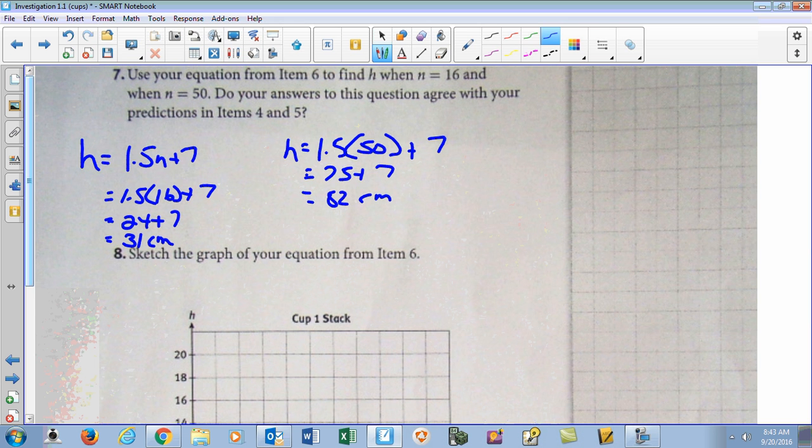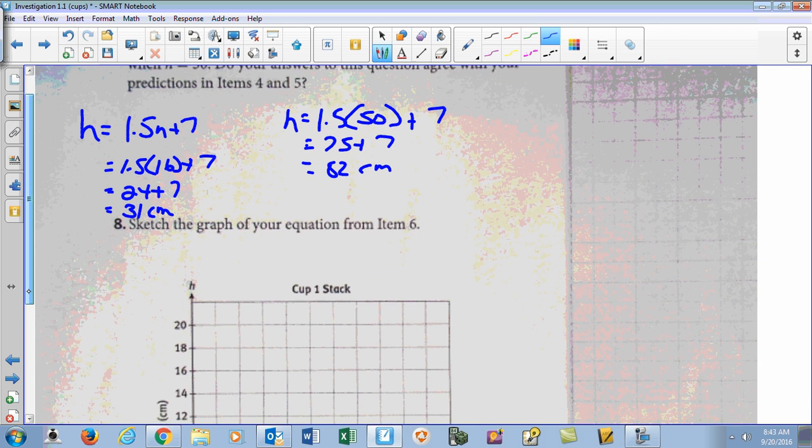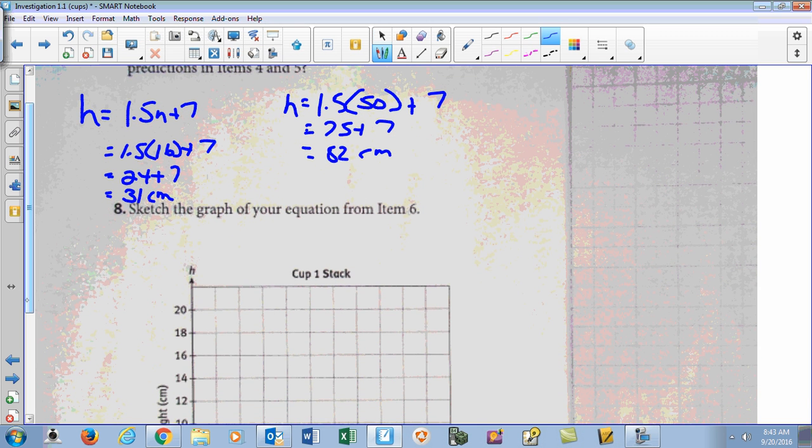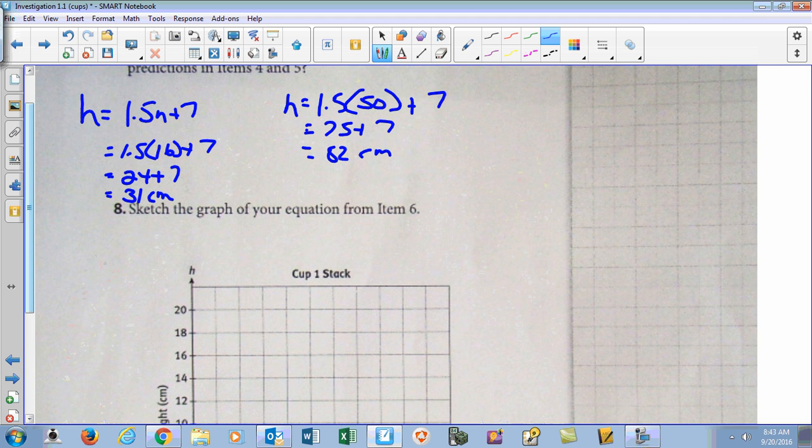So if you go ahead and try that with your equation, see how close your prediction comes. All right, so I'm going to come around and check. I want you to take a few minutes to try to come up with that equation like we did here. I'm going to come around and check each table, and then see how close your actual data comes to your predicted data.